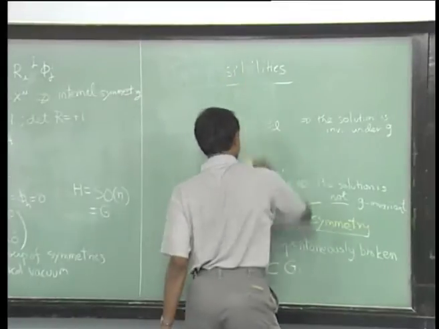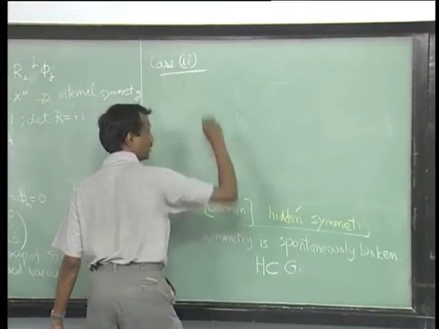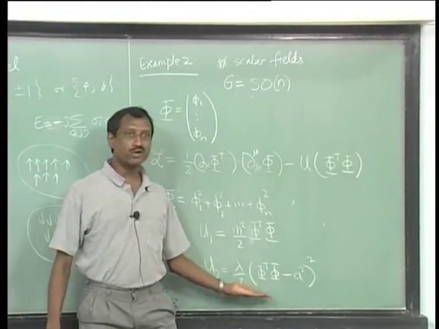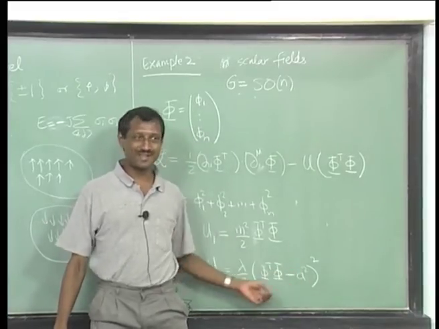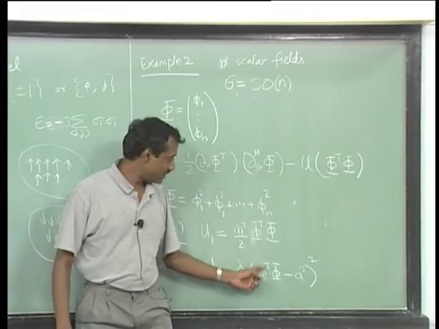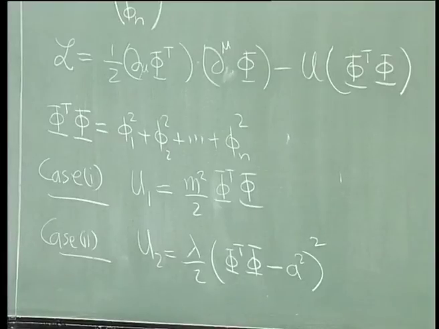What about case 2? Now, again this is bounded from below. I have adjusted the constants obviously to make this have a 0. So, where is the 0? This is at phi transpose phi equal to a square. Okay. Classical vacuum.